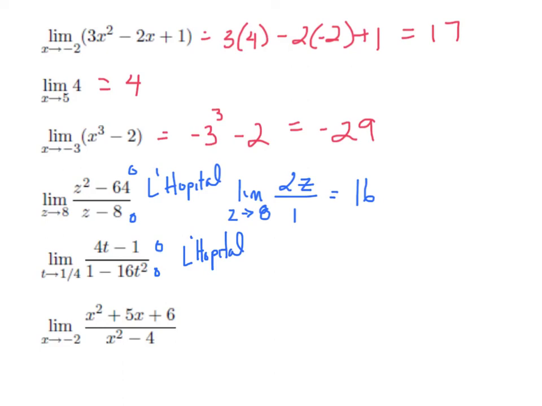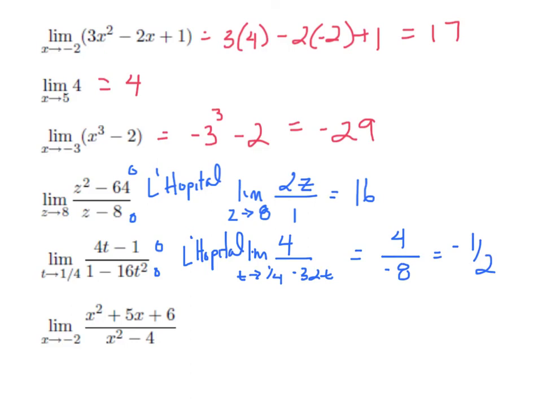So the derivative of the top is just 4. The derivative of the bottom is negative 32t. So now we plug in 1/4. We're going to get 4 on top. Negative 32 multiplied by 1/4 is negative 8. So the limit is negative 1/2.